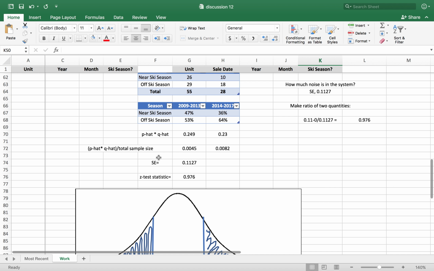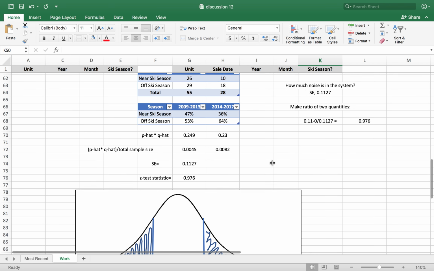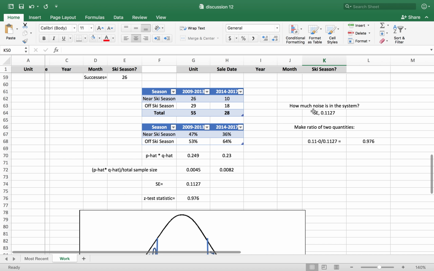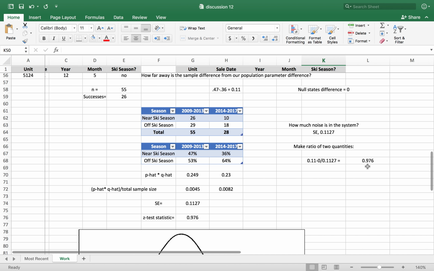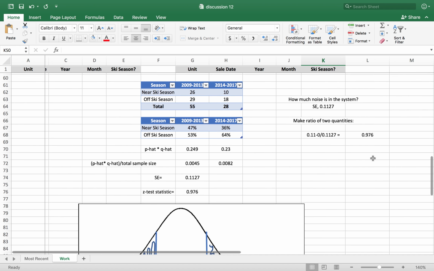To find the standard error, we add these numbers together, and then take the square root of the sum, which in this case gives us 0.1127. This is our standard error, how much noise we have in the system. Then we make a ratio of the two quantities, our sample difference and the noise. We take 0.11 minus 0 and divide that by our standard error of 0.1127, which gives us our z-test statistic, 0.976.